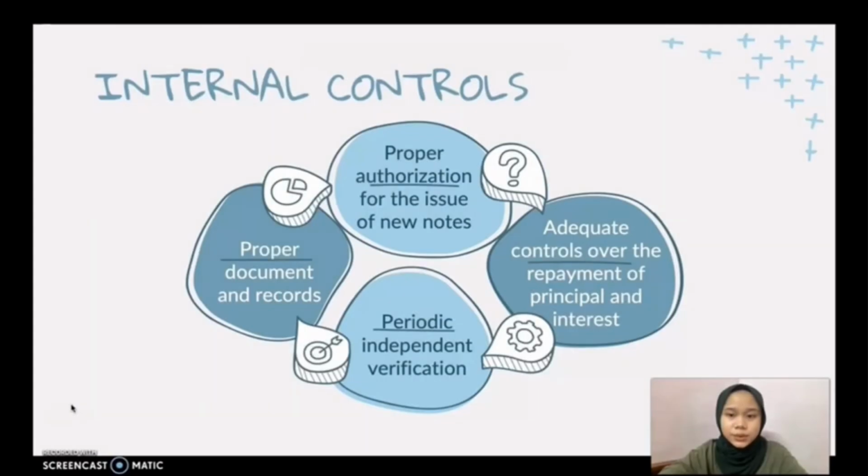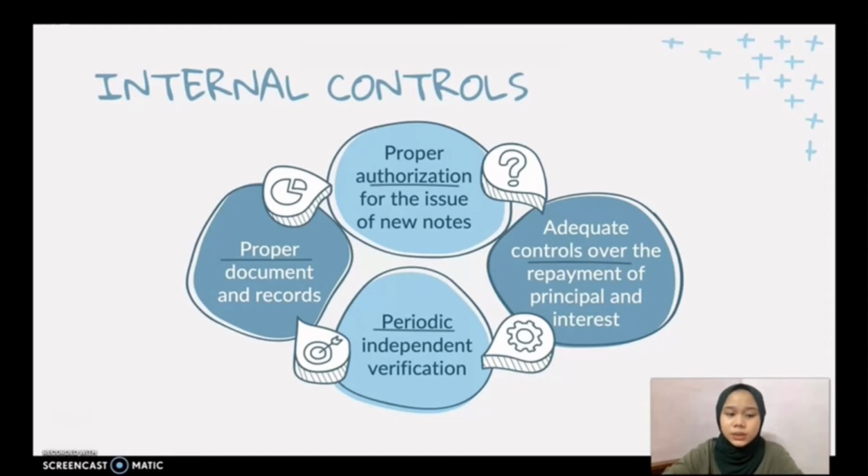Second is adequate control over the repayments of principal and interest. The periodic payments of interest and principal should be subject to the controls in the acquisition and payment cycle. At the time the note was issued, the accounting department should receive a copy of the note payable, much like it receives vendors' invoices and receiving reports. The accounts payable department should automatically be able to issue checks or electronic fund transfers for the notes payable when they become due.